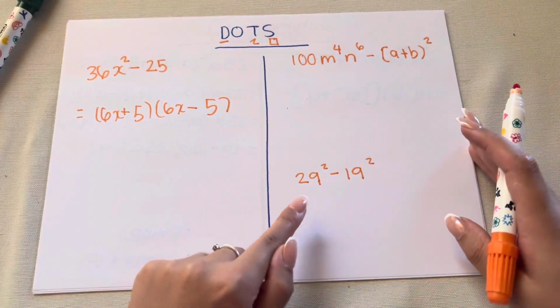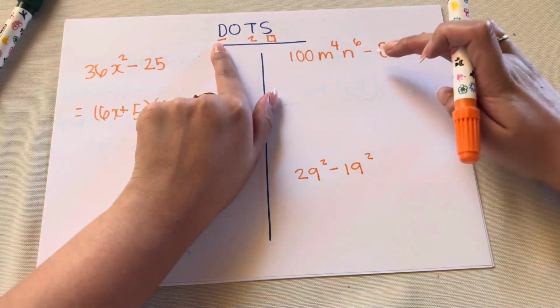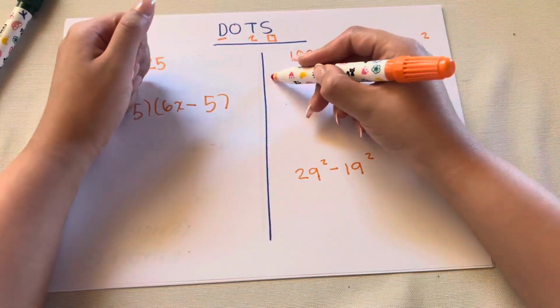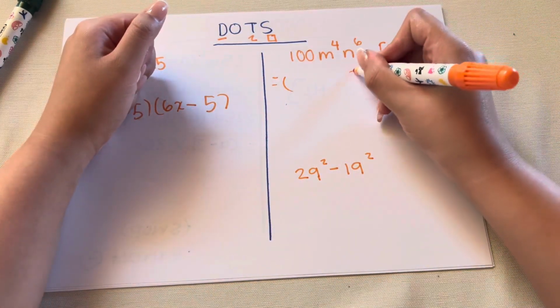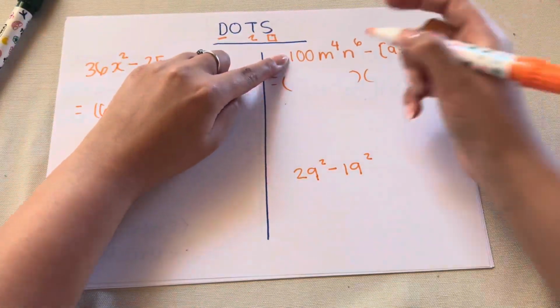Now the more complicated one looks like this. Does it match the criteria? Difference of 2 squares. So we construct our brackets and we root everything. Square root of 100 is 10.